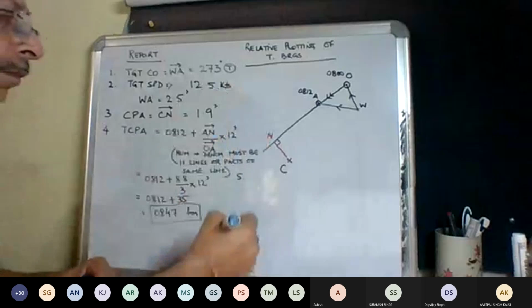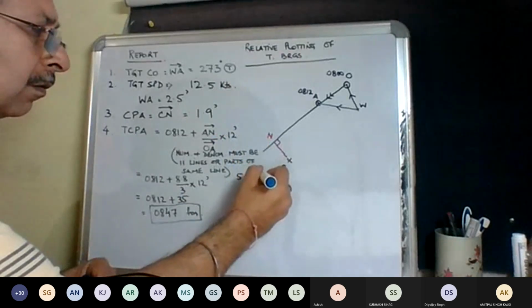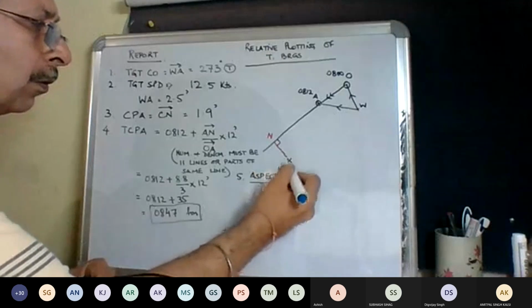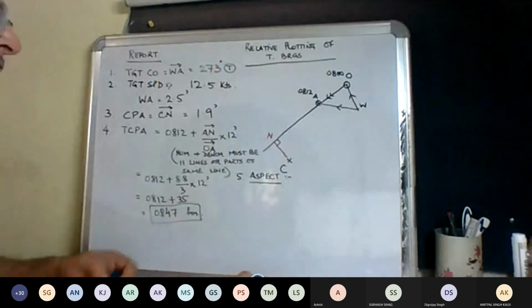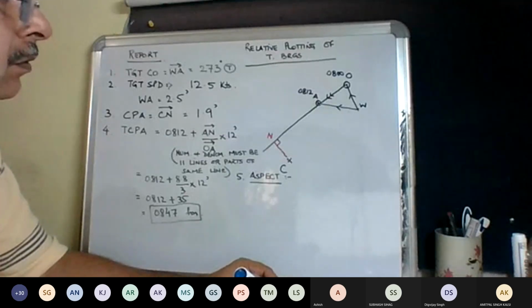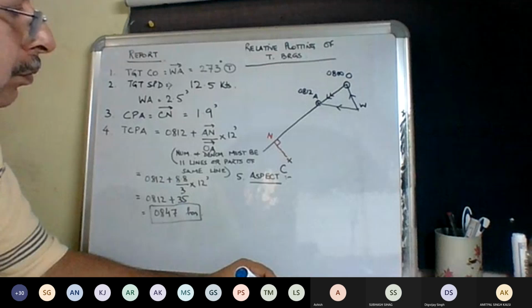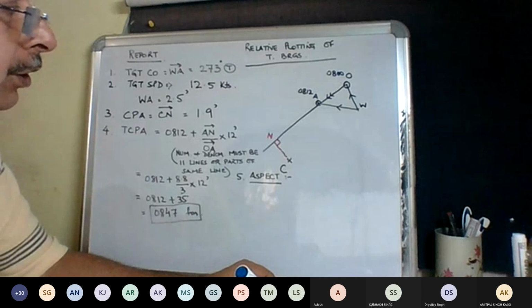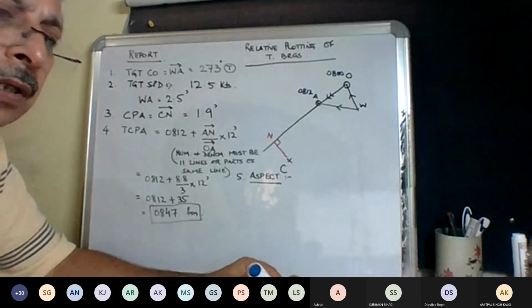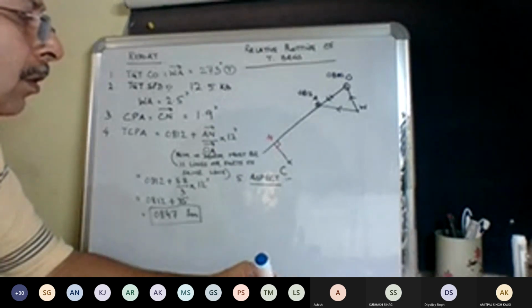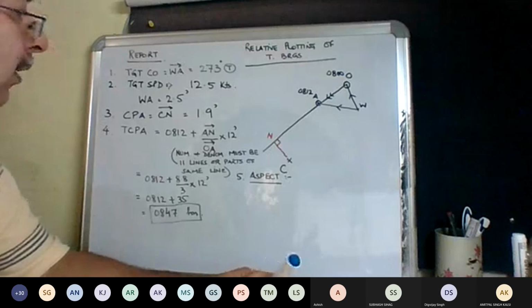Fifth, aspect. This is also a very popular question for orals: what is aspect? So basically it is the relative bearing of ownship from the target's ship's head. How do we calculate it?